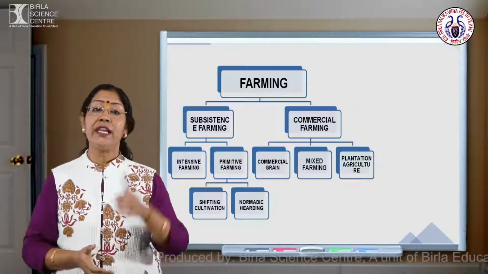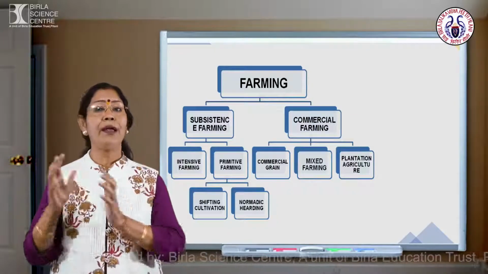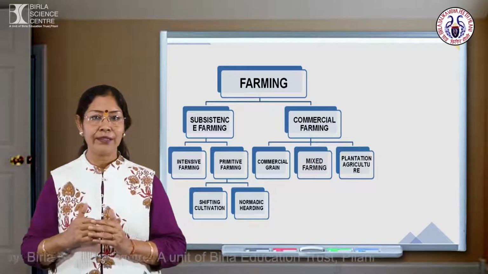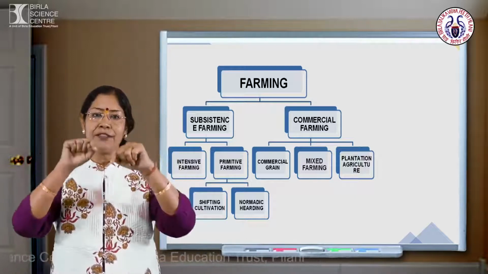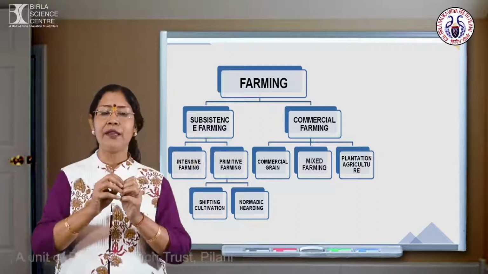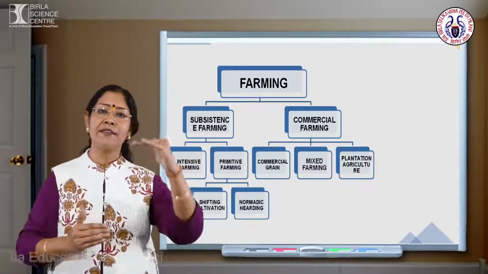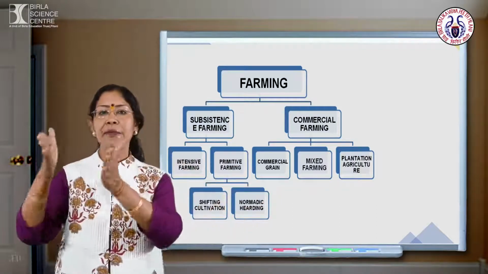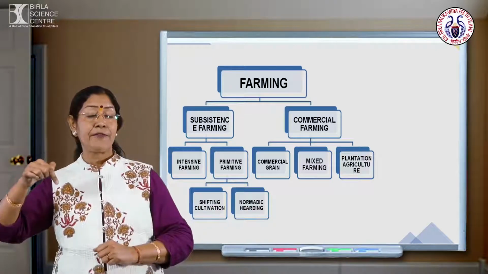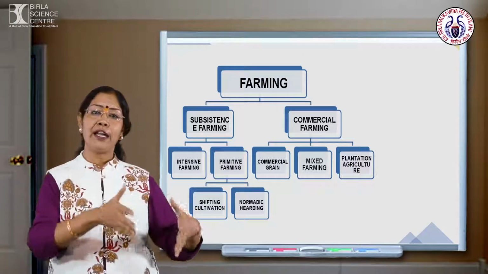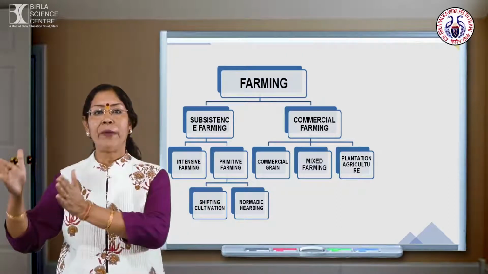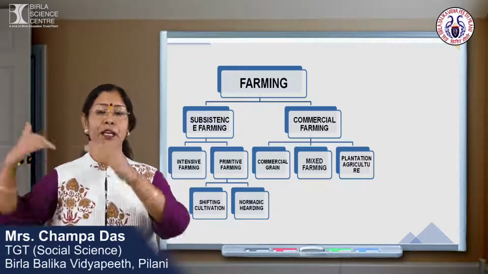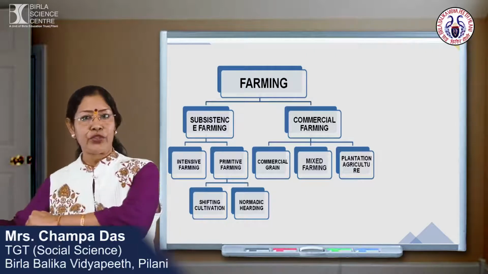Now let's recapitulate and look at what we have learned from this session. What would be our takeaway? We have learned the farming system, which is classified into two: subsistence farming and commercial farming. Subsistence farming is further divided into two. They are called intensive subsistence farming and primitive subsistence farming. Primitive subsistence farming is further classified into two. They are called shifting cultivation and nomadic herding. Commercial farming is divided into three types. They are called commercial grain farming, mixed farming and plantations.